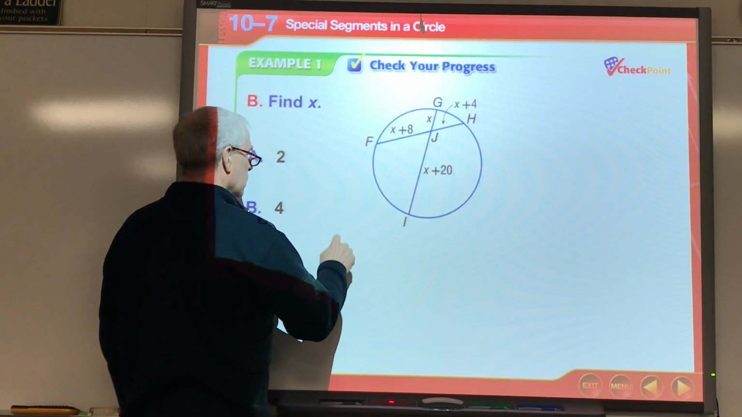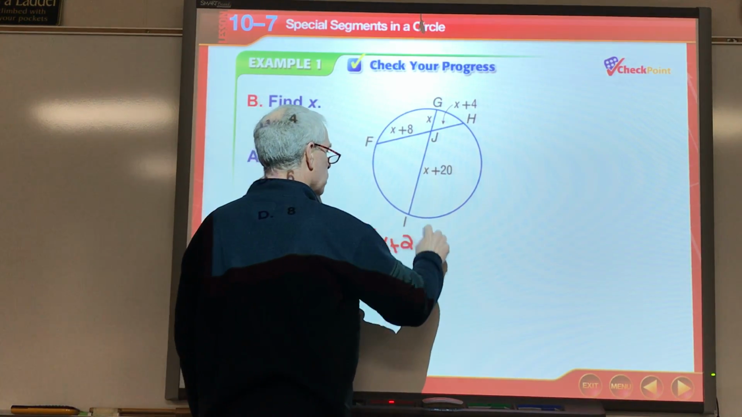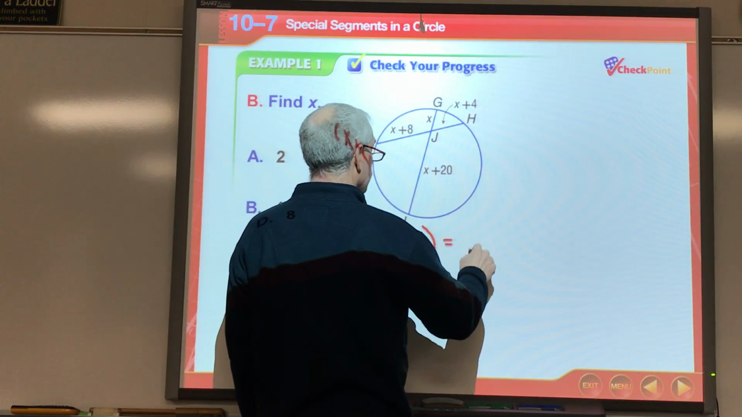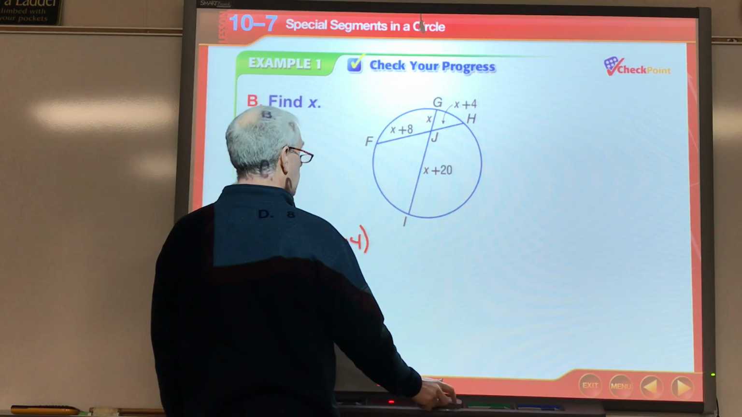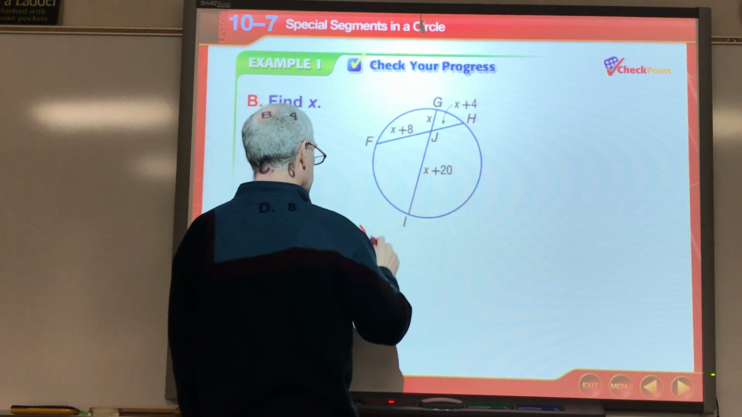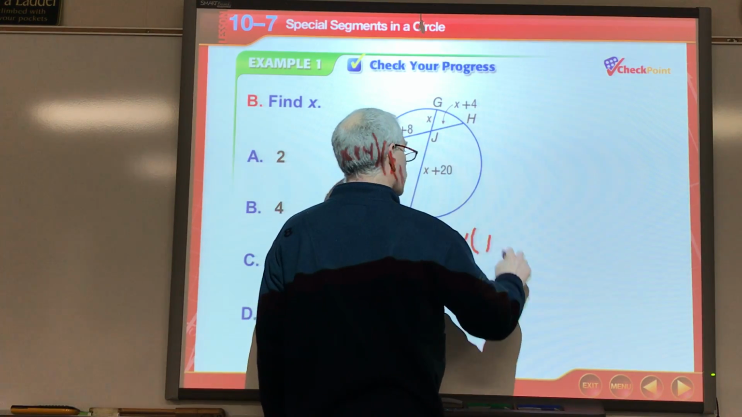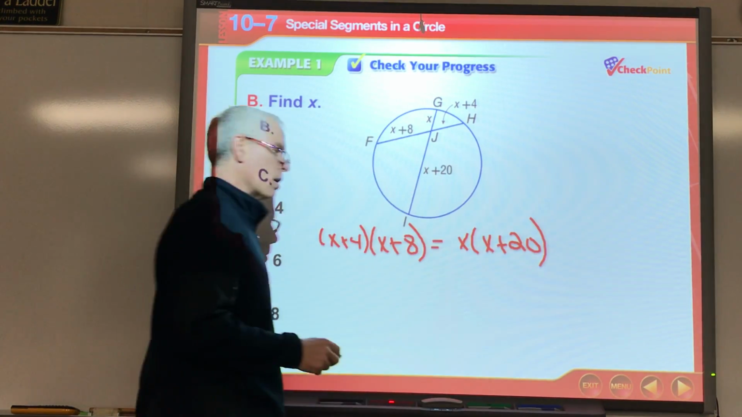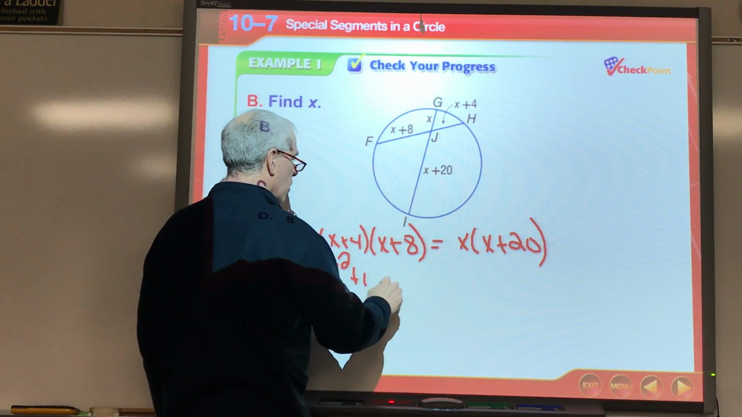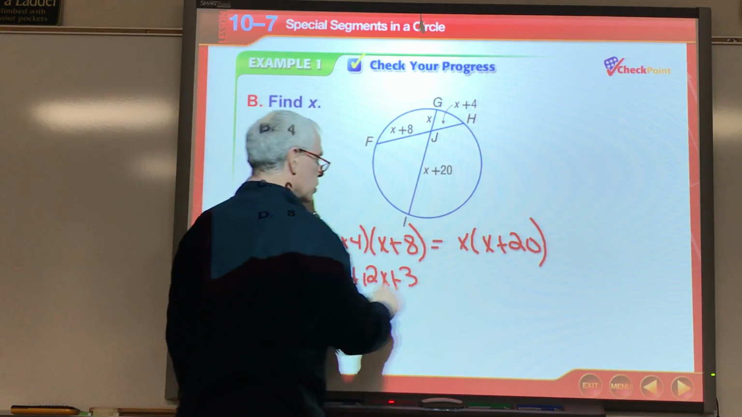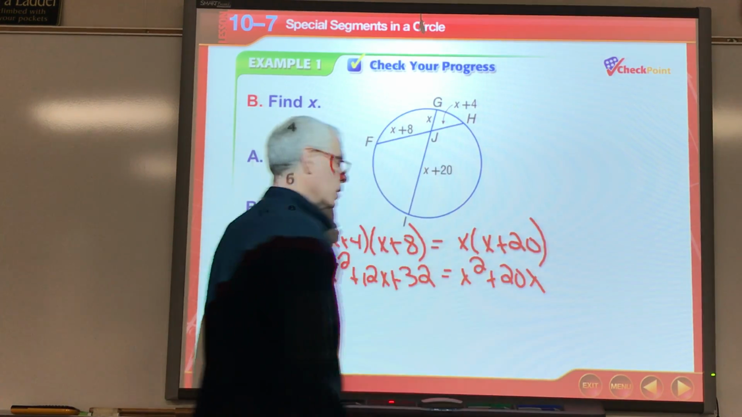So I've got x plus 4 times x plus 8 is equal to x times x plus 20. Okay? So we're going to multiply this out, FOIL this side. This side is x squared plus 12x plus 32. The right side is going to be x squared plus 20x when you distribute.